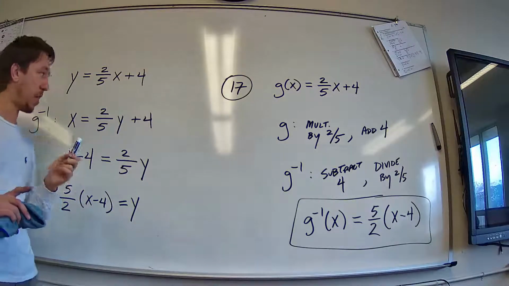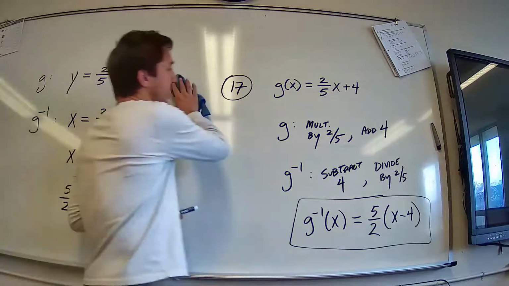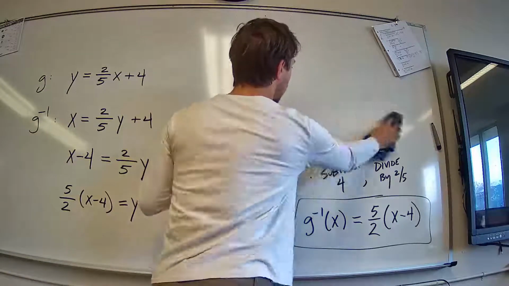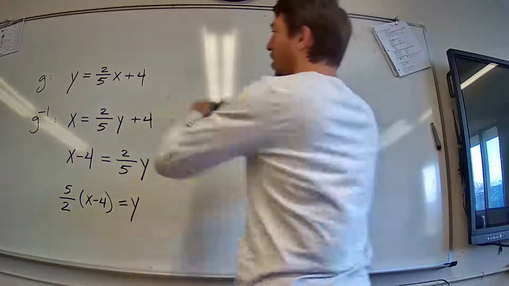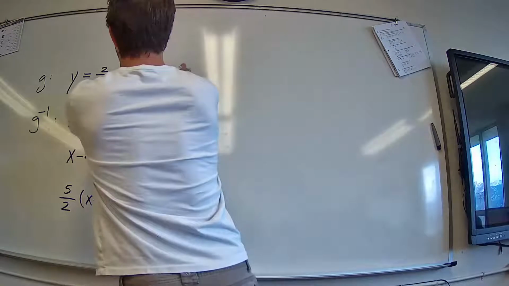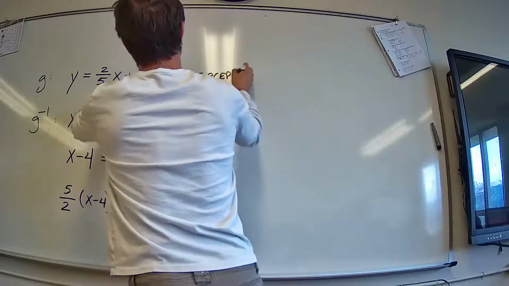It's asking us to look at the x and y intercepts of both functions, and then it's asking us, what do we notice about the slopes? So let's do the intercepts first. Let's look at g. What are my intercepts?